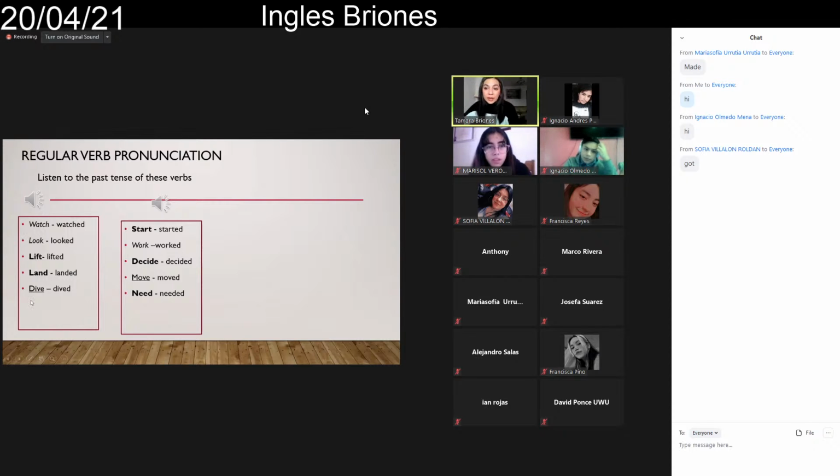Okay, so in these three, what I have are three different sounds. In the first one, it's very tough. It's like a T, but a soft T, like watched, looked. And in lift and land, I have an extra syllable. I have lifted, landed, right? Now check, because this extra syllable also happens in these ones that I have in bold. So now listen to those. Audio 3.3.